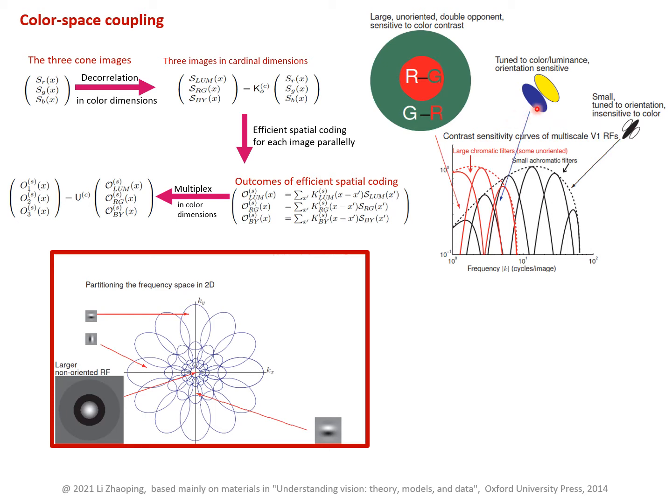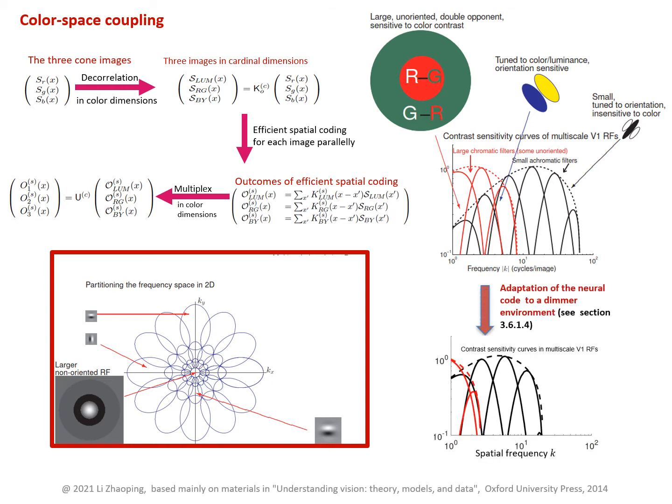And we note that for this to happen, this chromatic contrast sensitivity curve needs to be wide enough to cover a large enough frequency band to include not just the lowest frequency band where neurons are untuned to orientation, but a slightly higher frequency band.